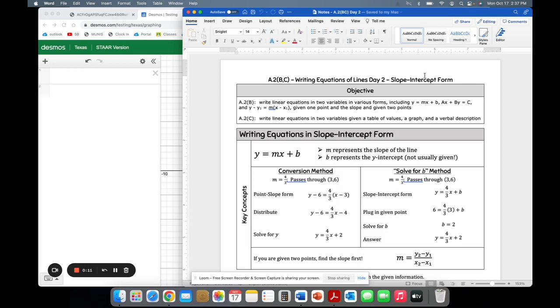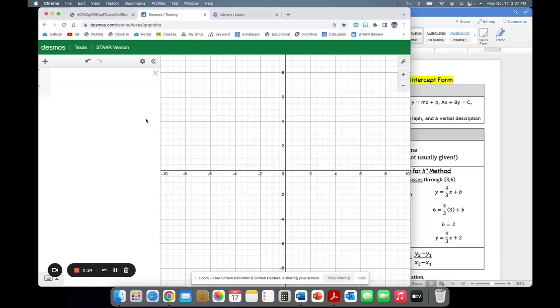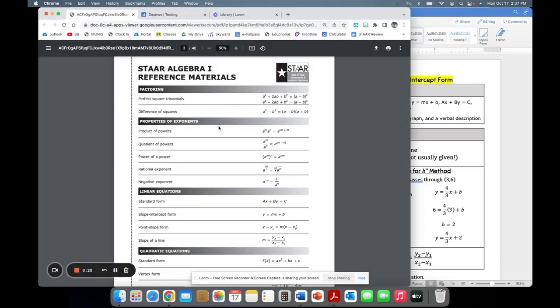All right, today you're working on writing equations of lines in slope-intercept form. So our focus today is writing in slope-intercept form. Now, if you do not know what slope-intercept form is, then the resource that you can look into is your reference chart. You should have this reference chart in the back of your binder, and you also get this reference chart on the day of the exam as well.